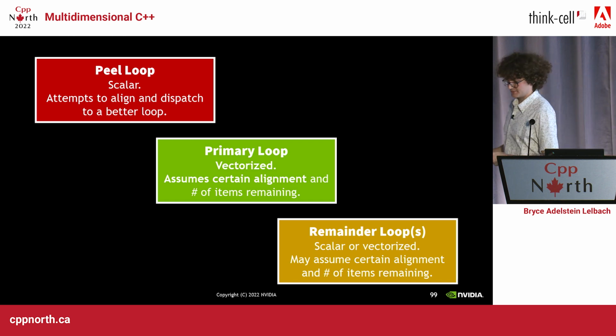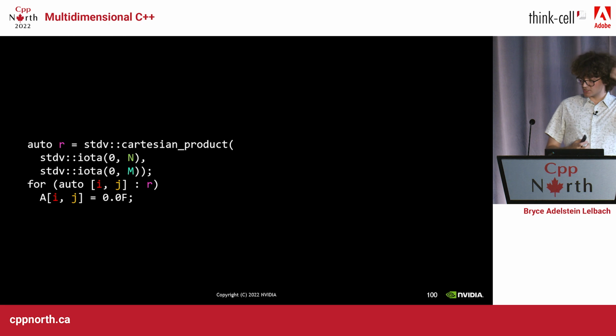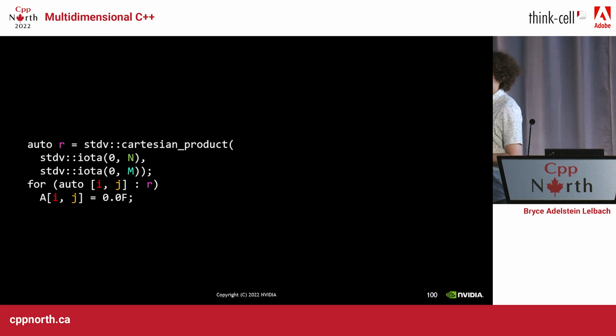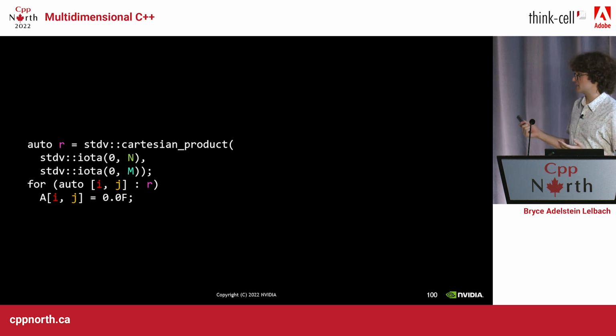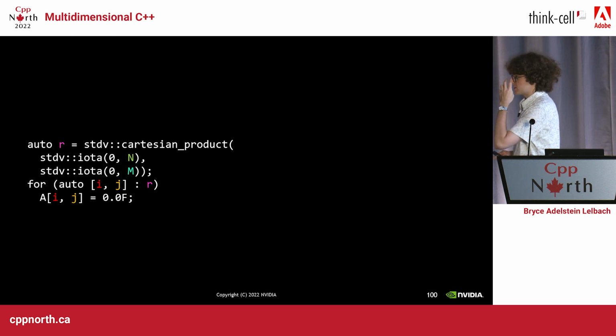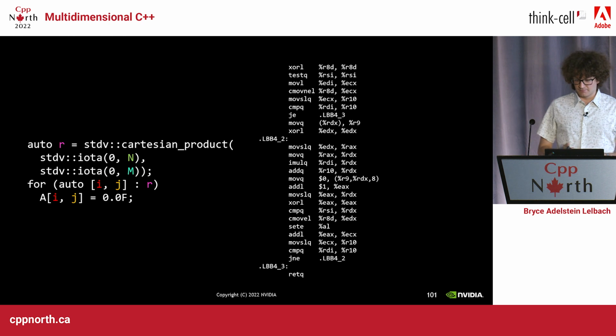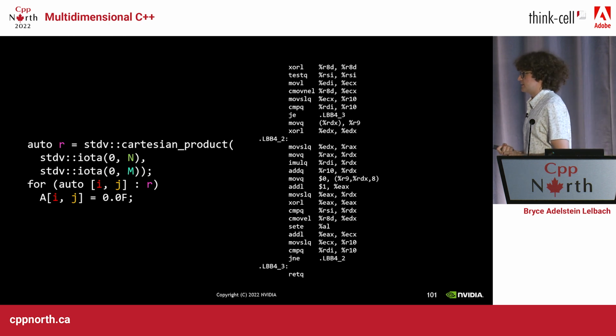Okay, so enough about what modern compiler-generated vectorized loops look like. Let's look at some more code examples. So I showed you this Cartesian product of iotas trick a few times earlier. This is a pretty clever, nice way to write a multidimensional index-based loop just using C++20 ranges, but how is the performance of the code?